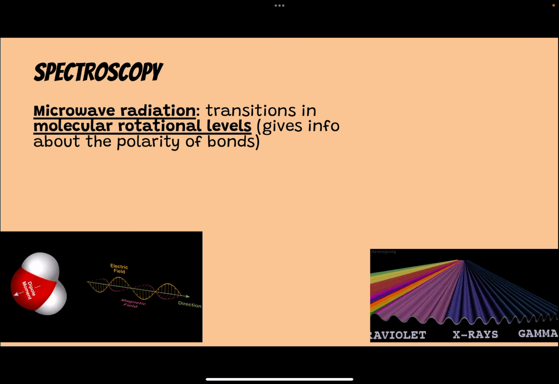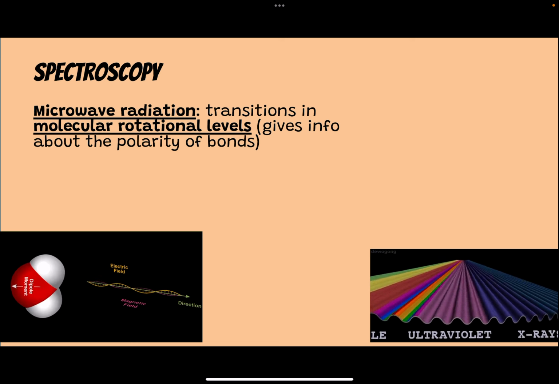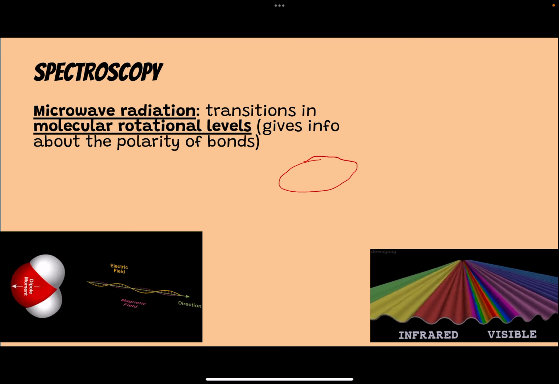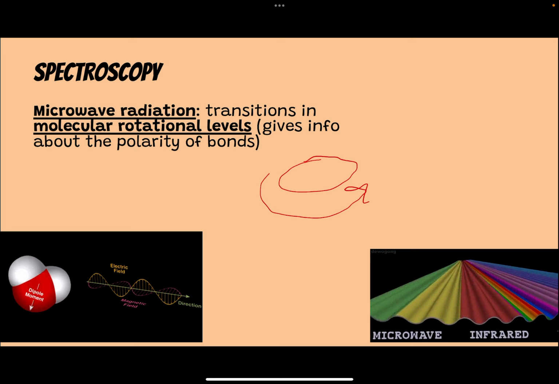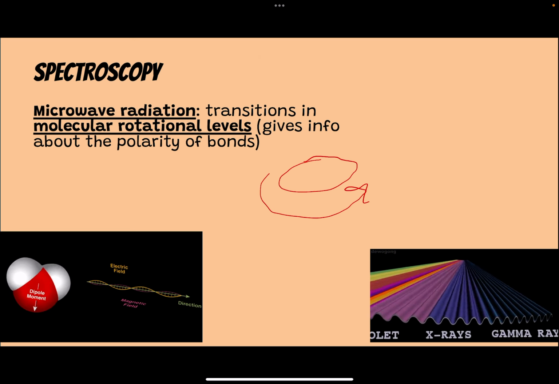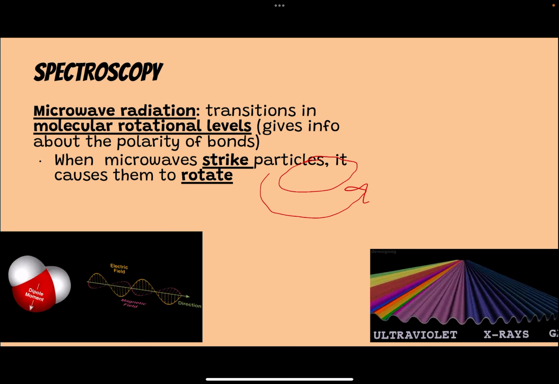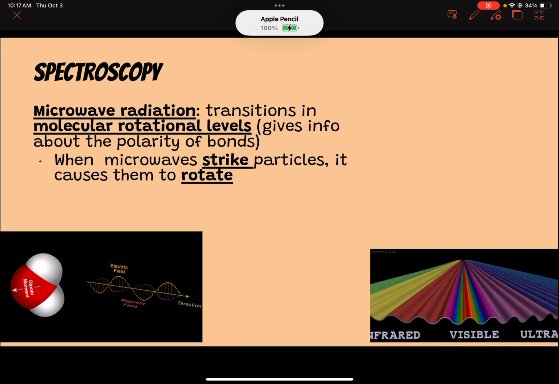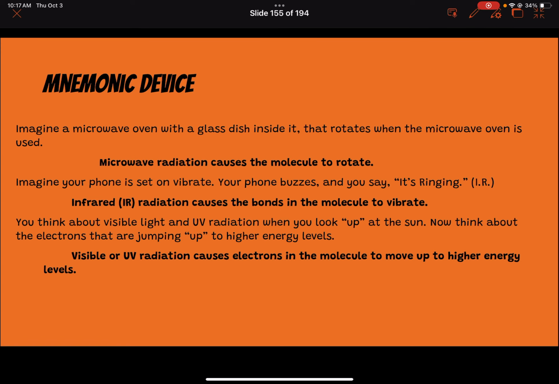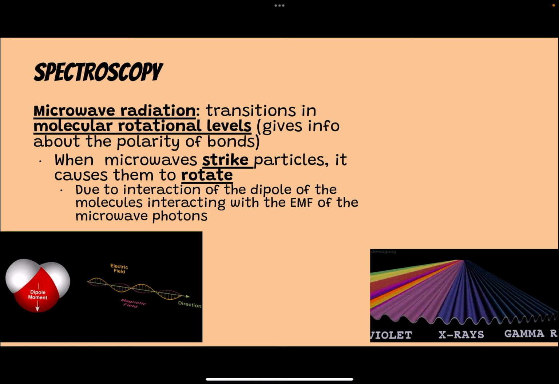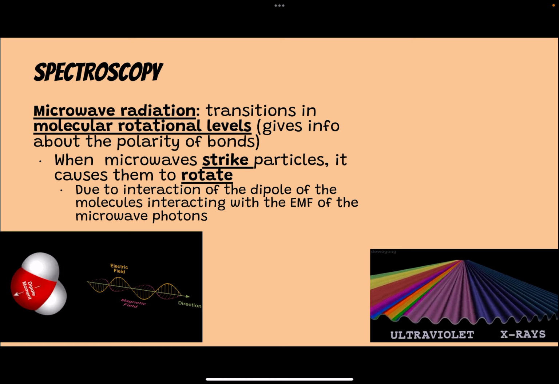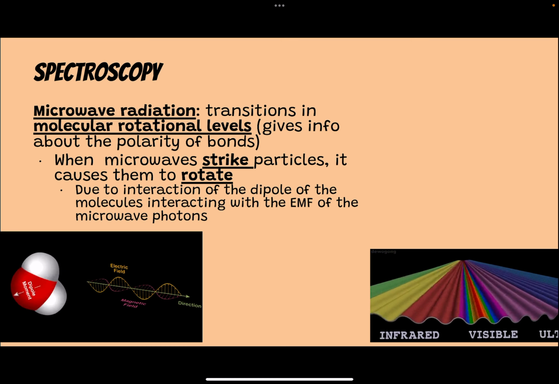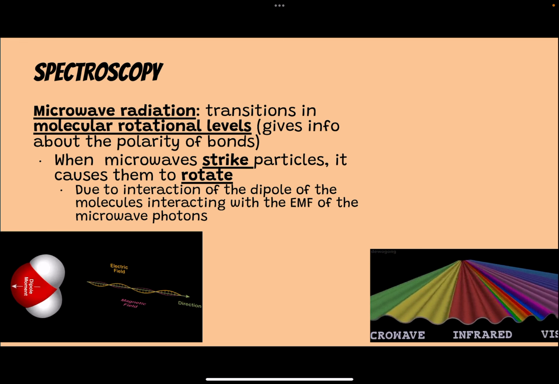And then microwave radiation. Think about an actual microwave. When you put something in the microwave, the plate is turning. I can't draw, but it's turning in this direction. Microwave radiation rotates molecules, and it gives us information about polarity. The microwaves are striking particles and causing them to rotate. That's how food is heated up. There are water molecules in our food, and when we turn on the microwave, it causes those water molecules to vibrate, and it makes our food hot. So there you go. That's how a microwave works.